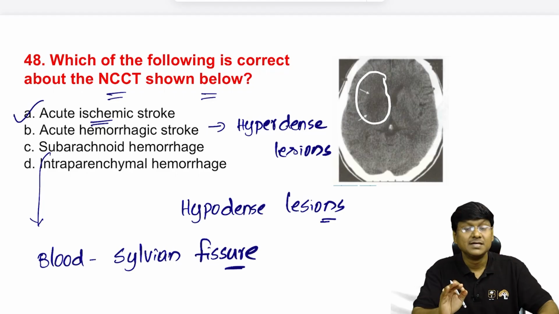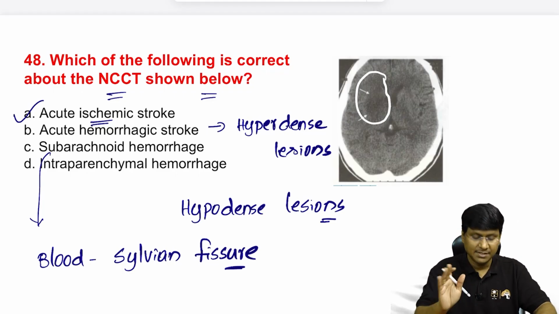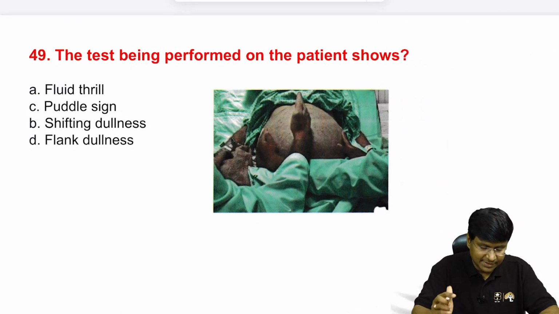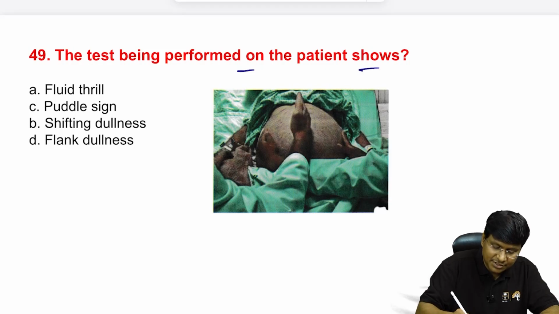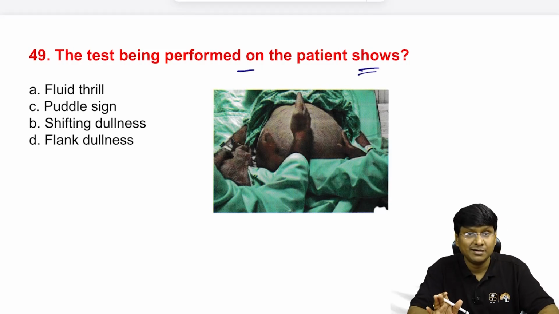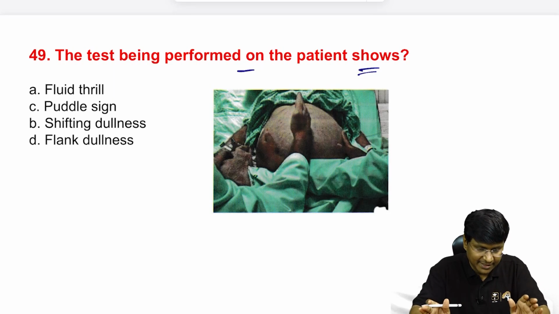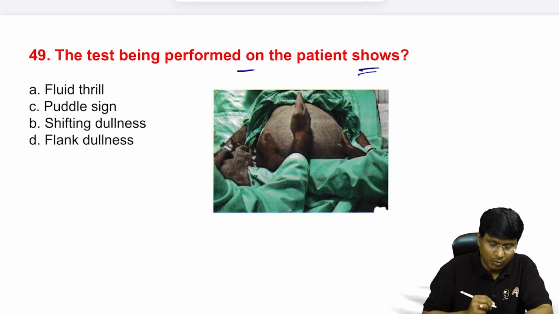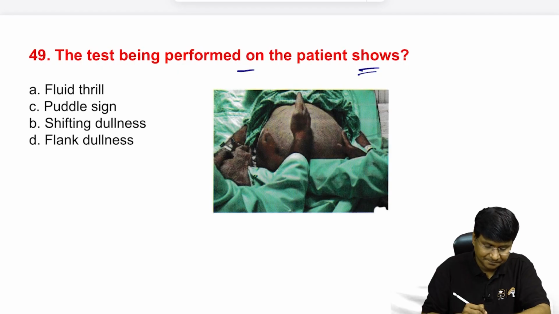That is in case of the subarachnoid hemorrhage, right? And next question. Now, the test being performed on the patient shows the fluid thrill, puddle sign, shifting dullness, and then the flank dullness. So, what is the test that is being performed here?